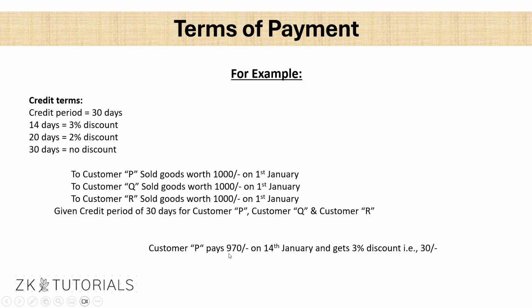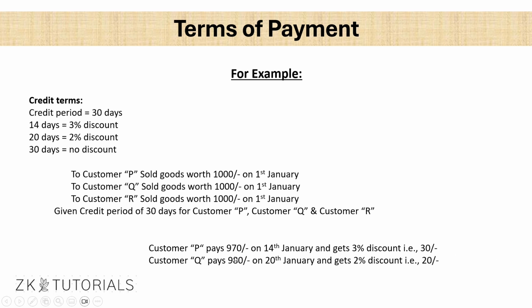But customer P pays 970 rupees on 14th January and gets 3% discount, that is 30 rupees. Even though the invoice is 1000 rupees, he has purchased from us goods worth 1000 rupees, but he has not paid 1000 rupees. He has paid us only 970 rupees, because we have said to him that if you pay within 14 days, I will give you 3% discount. So on 1000 rupees, 3% discount is 30 rupees. So now, even though he has purchased 1000 rupees of goods, he has got the advantage of cash discount by paying it early.